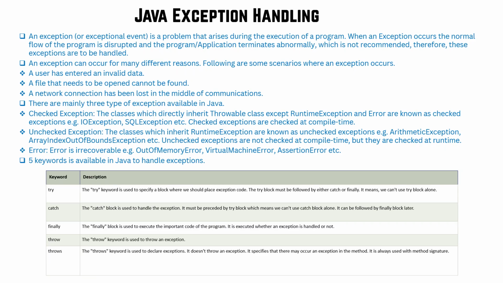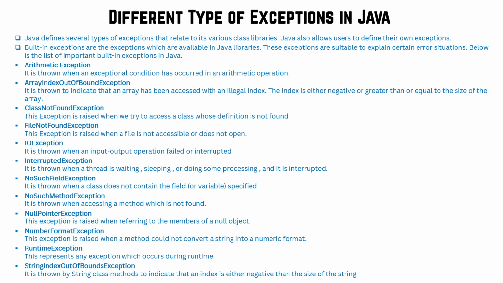Then exceptions might come in Java sometimes, especially checked exceptions, unchecked exceptions, or errors. In case you are not handling the exception, what will happen? The remaining lines of code will stop executing there. That is the problem. So we can handle the exception with the help of the try, catch, finally, or throws keywords primarily. There are different kinds of exceptions available in Java, like array index out of bounds, string index out of bounds, arithmetic, class not found, file not found, IO exception, no such field exception, interrupted exception, no such method exception, number format exception, null pointer exception, and runtime exception.